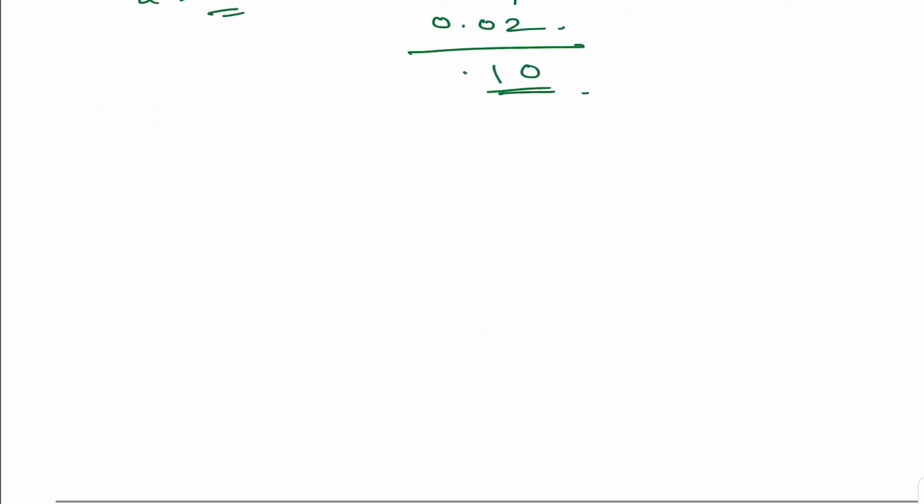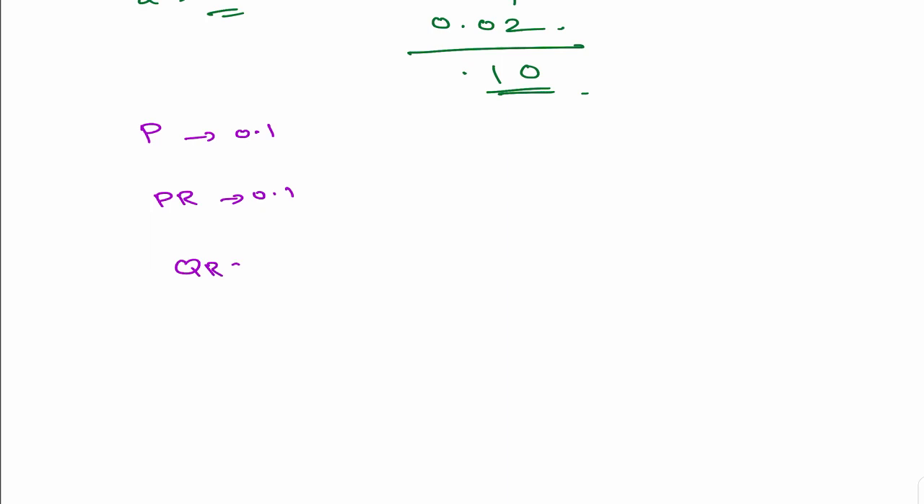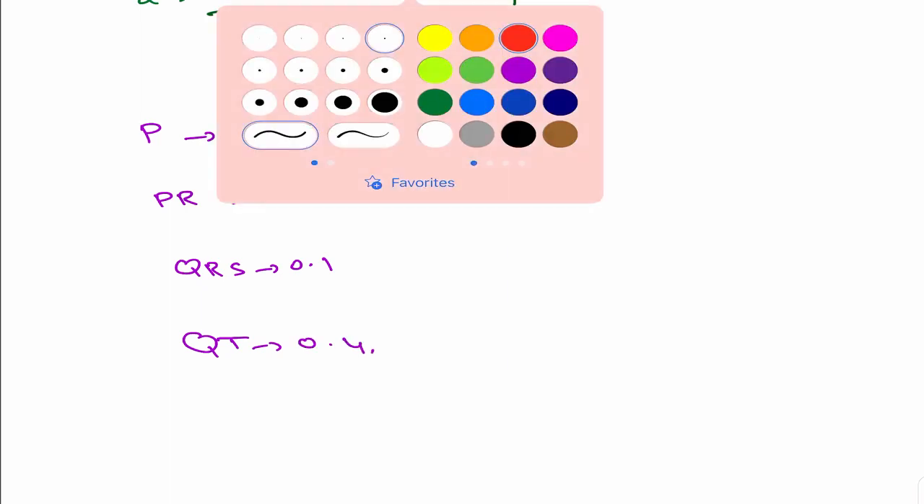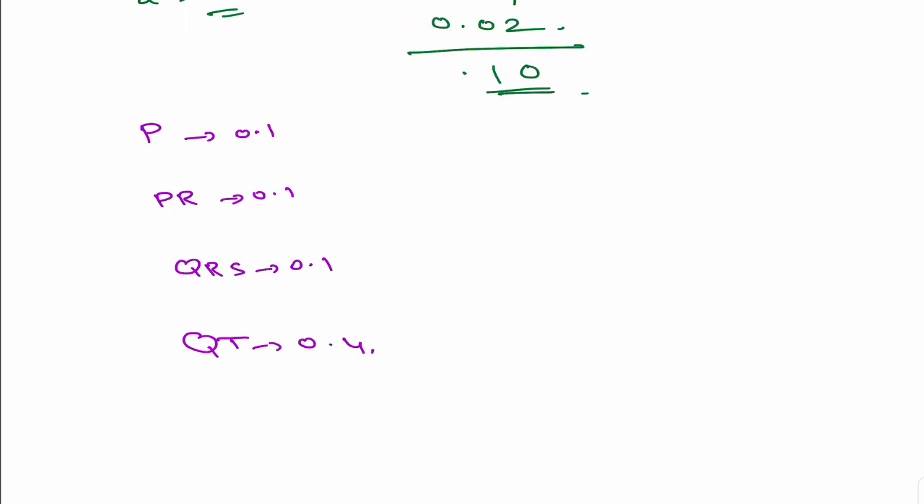Okay, so just once again: P wave 0.1, PR interval 0.1, QRS 0.1, QT interval 0.4. Now if you want the range, if you know this, studying the range won't be a big problem. So the PR interval, the range is how much? It's 0.12 to 0.2. Okay, 0.1 to 0.2, remember it like that, 0.1 to 0.2 or 0.12 to 0.2.